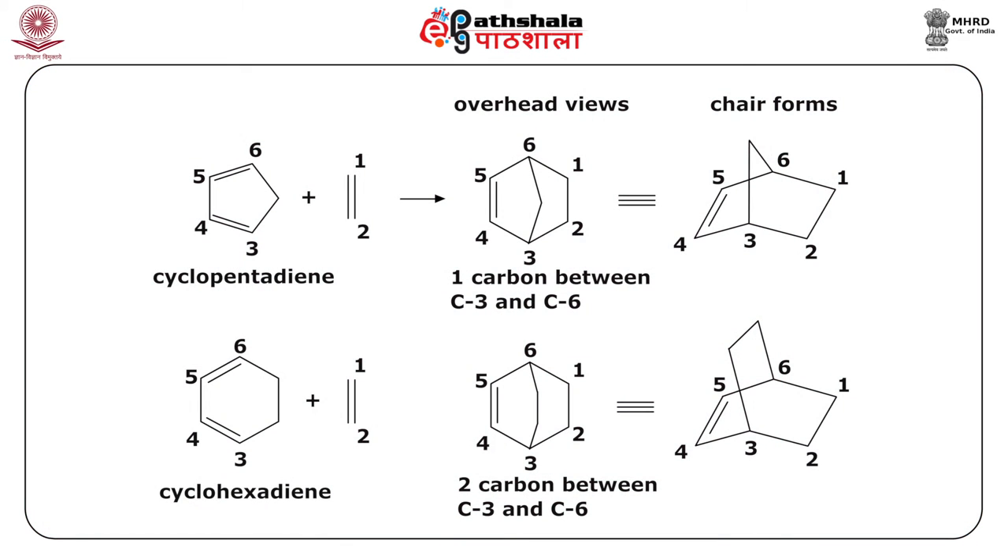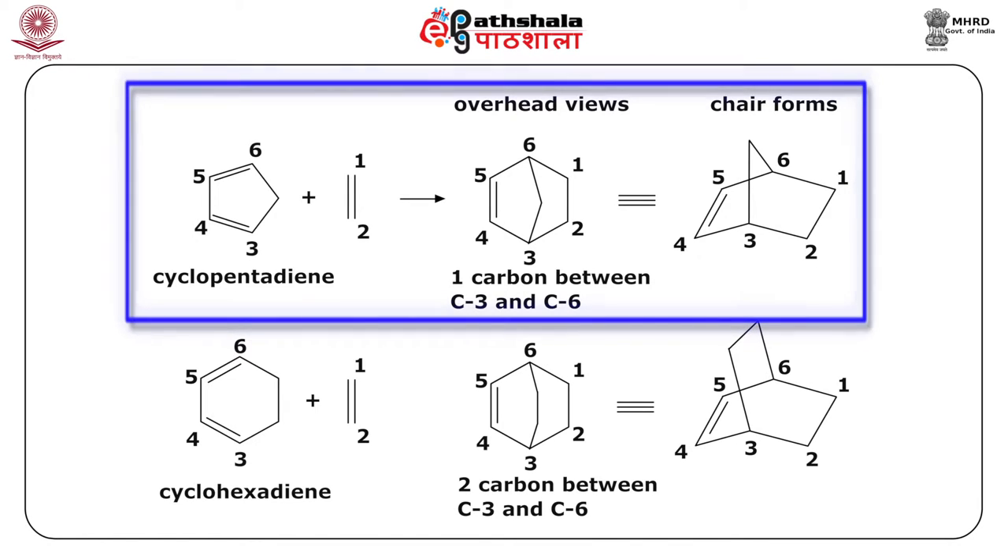The intermolecular Diels Alder reaction of cyclopentadiene and cyclohexadiene with ethene also gives the bridged ring compounds. The figures and the conformations are seen herewith, wherein the cyclopentadiene reacts with ethene, forming a cyclic bridge structure in the chair form, and it has one single carbon atom linked in between the two bridgehead positions.